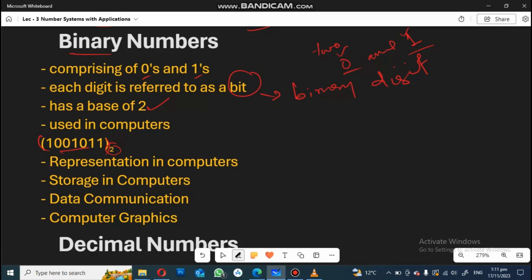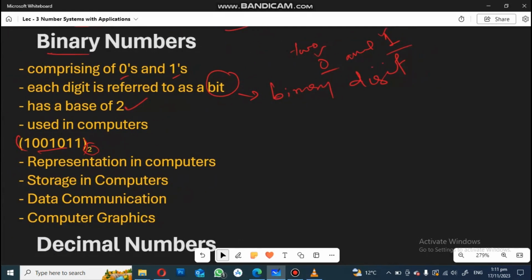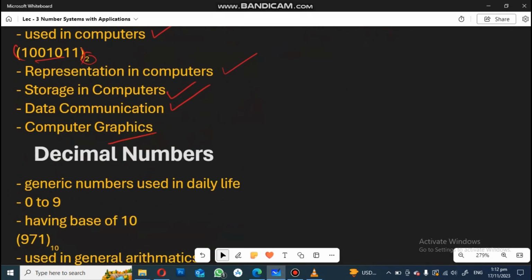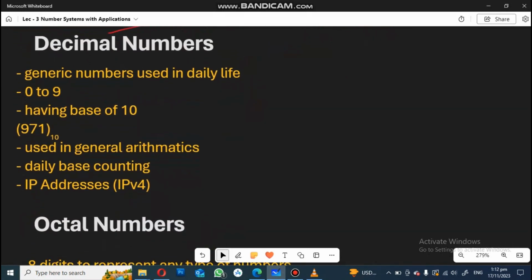So what is the use of binary numbers? What are the applications of these number systems? These are basically used in computers. Their whole and sole purpose is to represent information or data. If you are trying to store data inside the computer, communicate data between computers, or create graphical images, pictures or videos, everything uses these bits, these zeros and ones. We will understand these things with the passage of time as we go through this course.